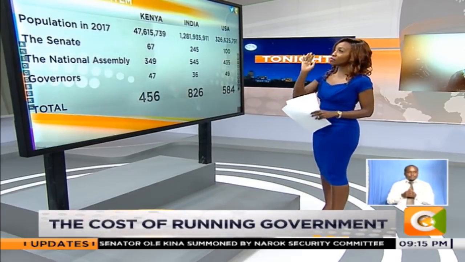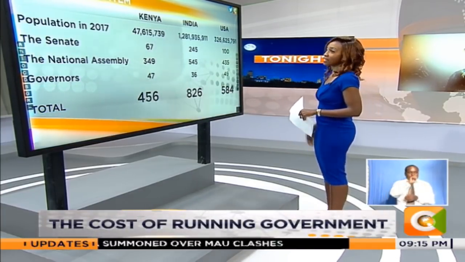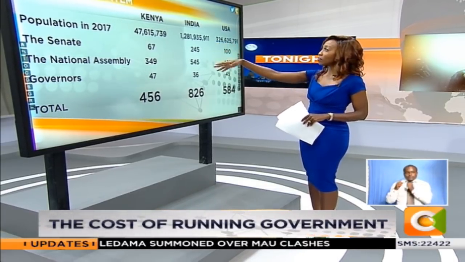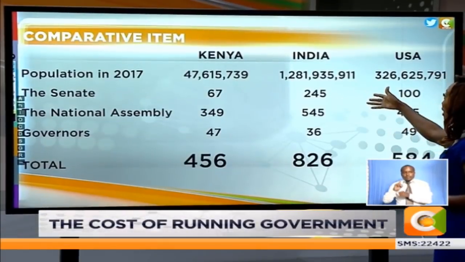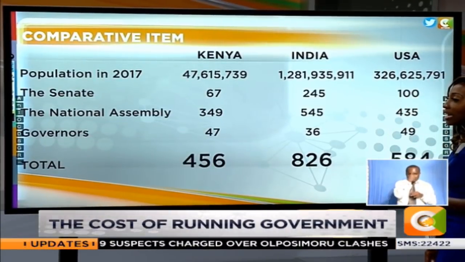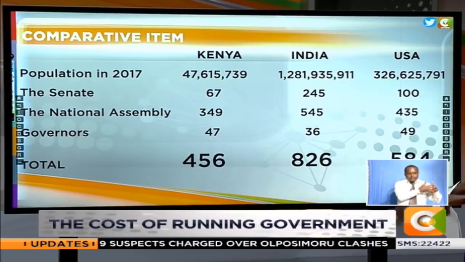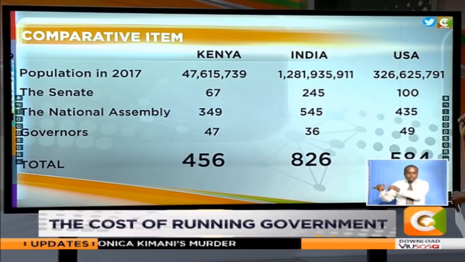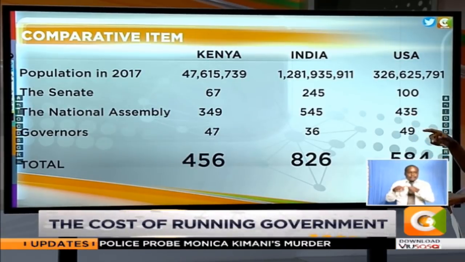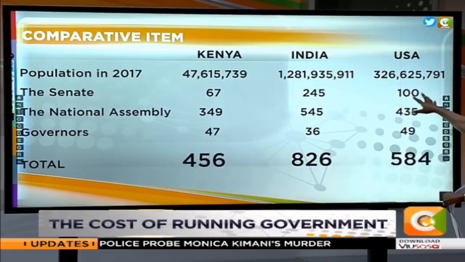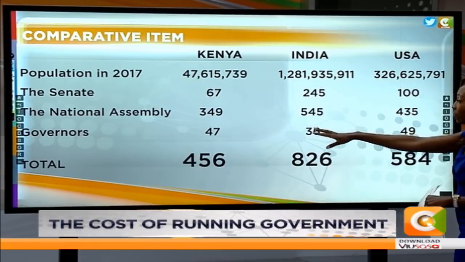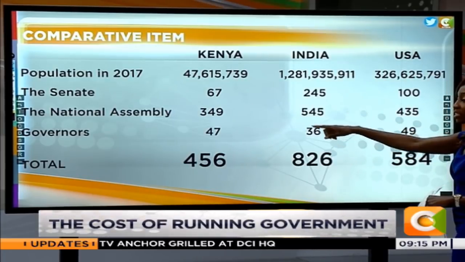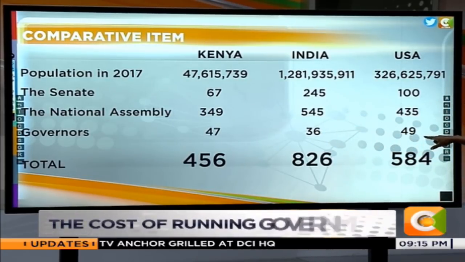So here is a comparative study of Kenya, India, and the US. The populations as of 2017, as you can see, 47 million, 1.2 billion in India, and 300 million in the US. Now, these are the seats that we have picked that are both common to all three countries. 67 senators, of course, 20 of them nominated. 245, take a look at those numbers, for the National Assembly and for the governors as well. We'll just point out that in India, the governors are not elected, but they are appointed.